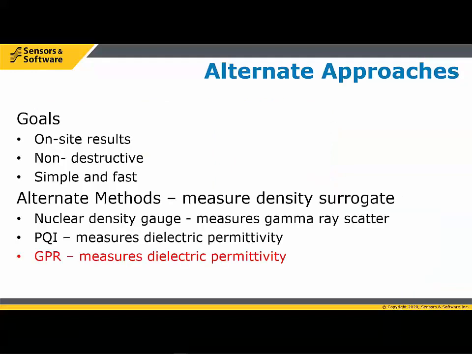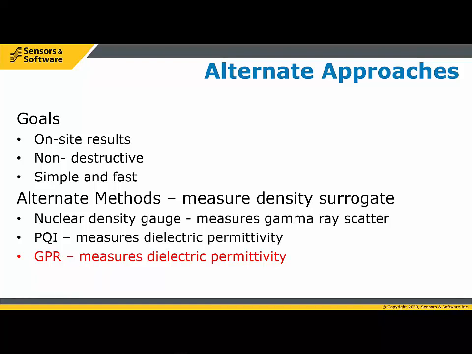Now, what are alternate approaches to this? And this is where you get into the non-destructive evaluation methods like GPR and the Pavement Density Profiler and so on. And alternate approaches are essentially you want to achieve on-site results. In other words, they're immediately available. You want to have non-destructive approaches if you can, and it should be simple and fast so the measurement isn't too complicated to do and a number of measurements can be made.